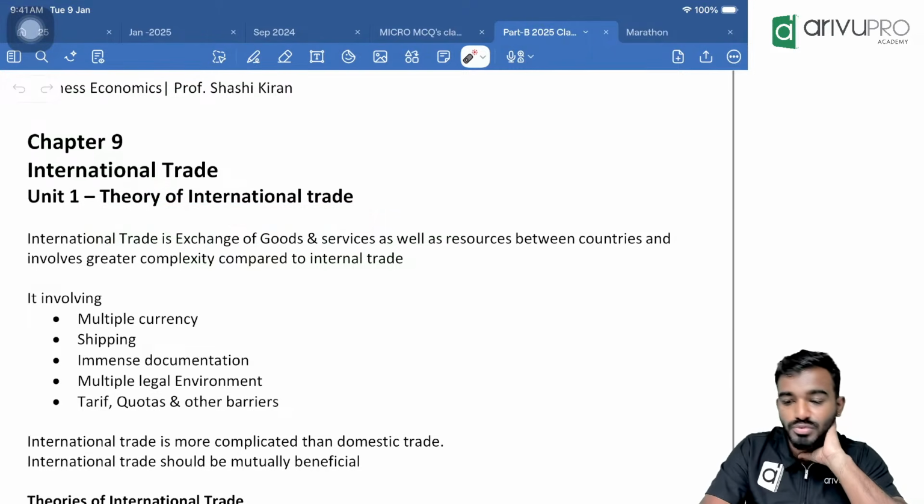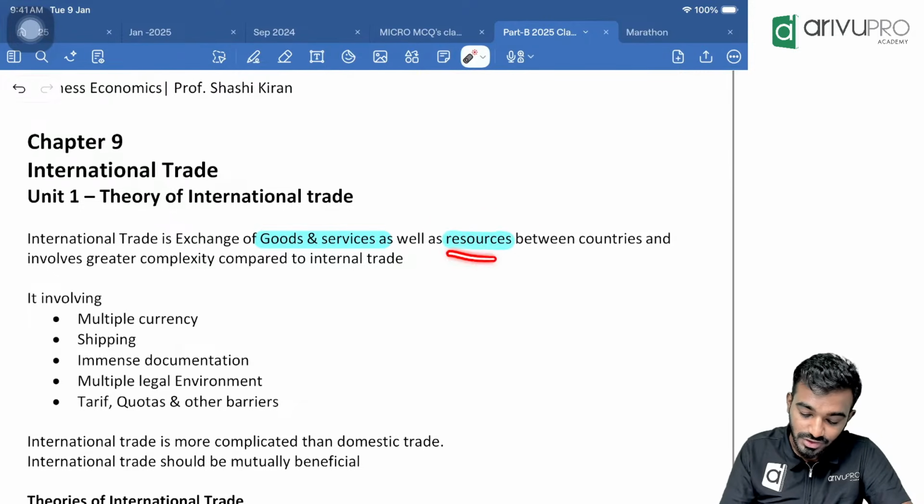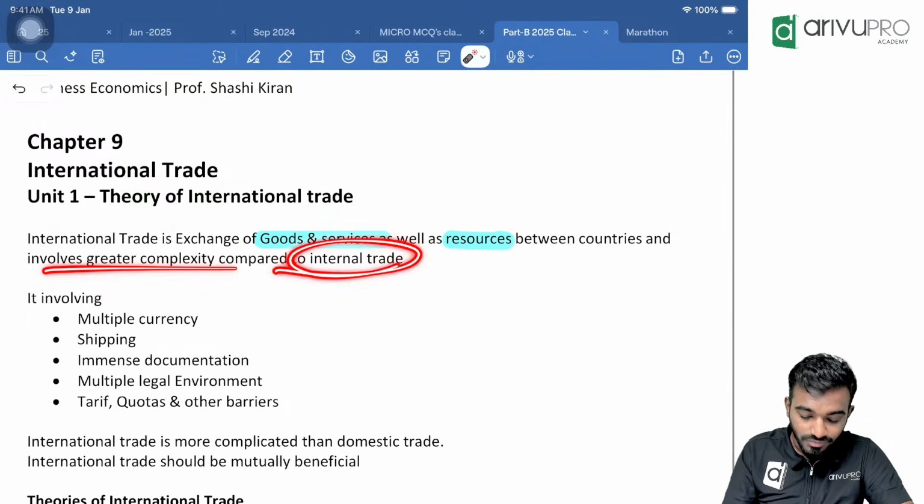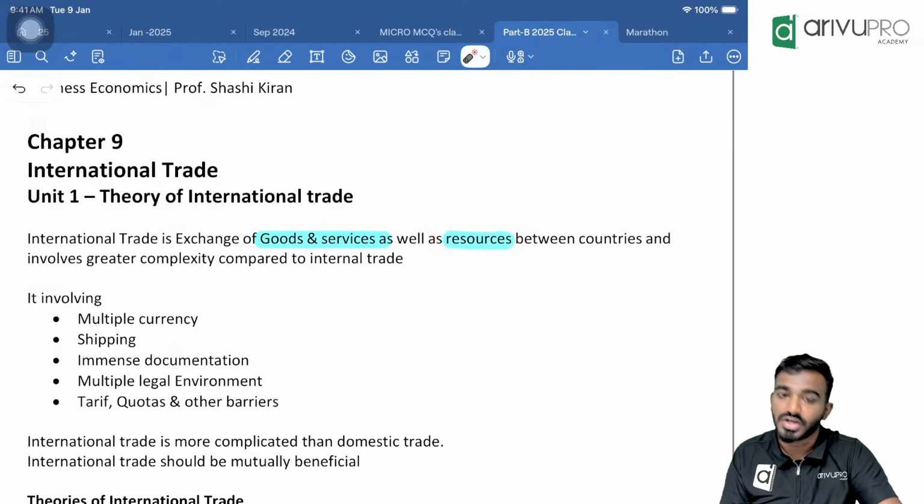First and foremost, we need to understand what we mean by international trade. International trade is not just an exchange of goods and services. Along with goods and services, it is also an exchange of resources between the countries. So we consider it much more complex than what we do in internal trade.